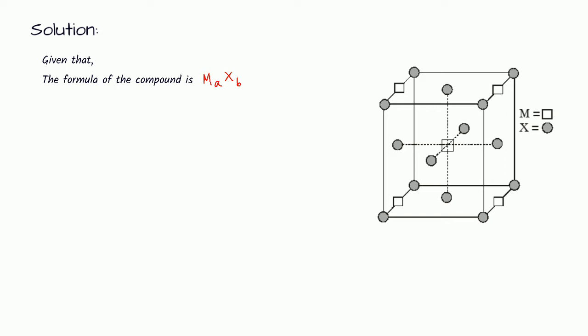Let us first calculate the number of M present in that unit cell. Already we know that M is represented by the square, or the cube. How many squares are present in that unit cell? 1, 2, 3, 4, 5. Five, but one square is present in the body center, and the other four are in the edges. Total 5 squares are present.